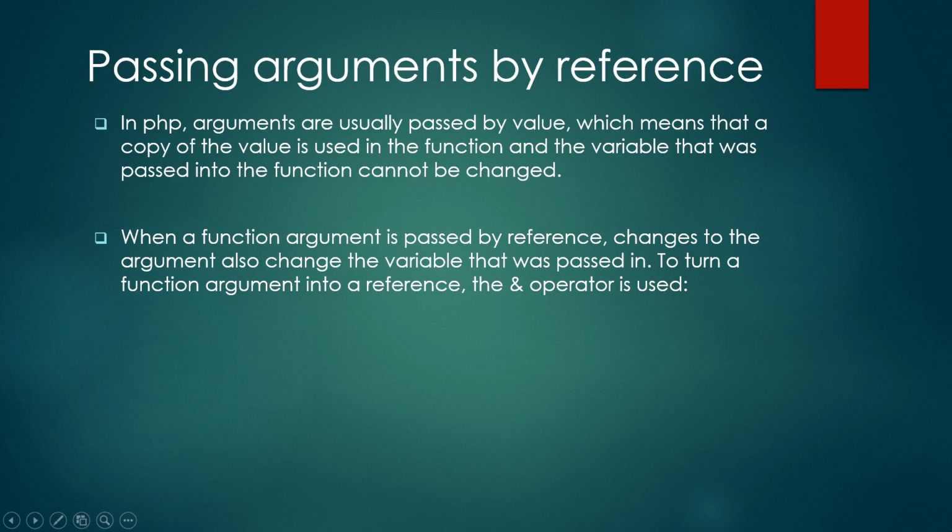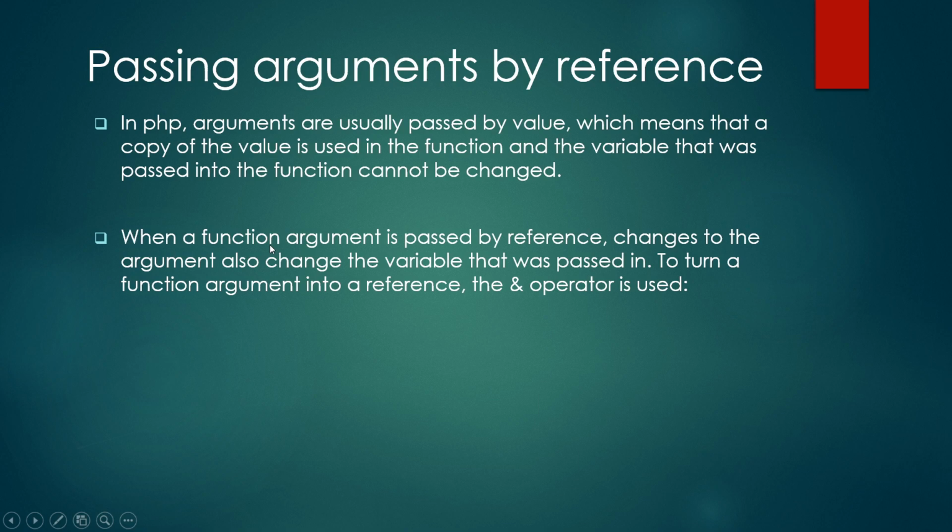In this video, we are going to learn how to pass arguments by reference. In PHP, arguments are usually passed by value, which means that a copy of the value is used in the function. As we saw in the previous video, we made a copy of the variable num, and the variable that was passed into the function cannot be changed. Means the changes made to one variable do not affect the other variable.